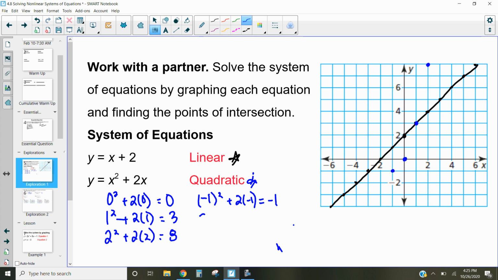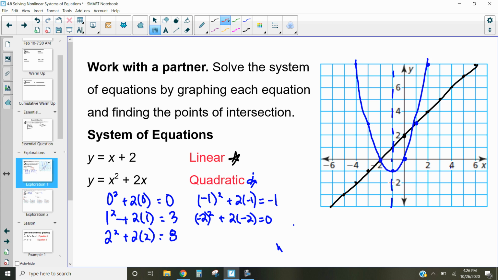If I put in negative 2, we get negative 2 squared plus 2 times negative 2, which will give us a 0. And then we can see that it's repeated here. So this must be our axis of symmetry. And so then this will go here and here, and we can create our beautiful parabolic quadratic.